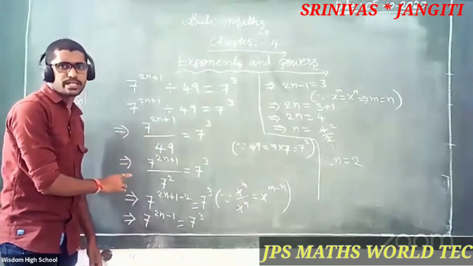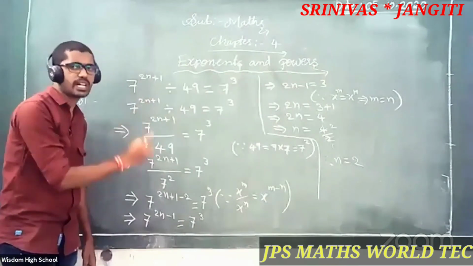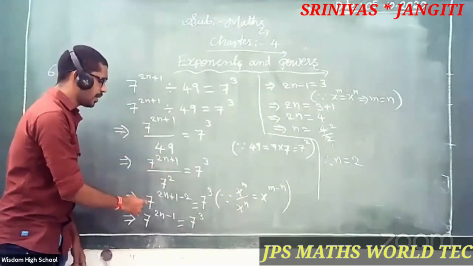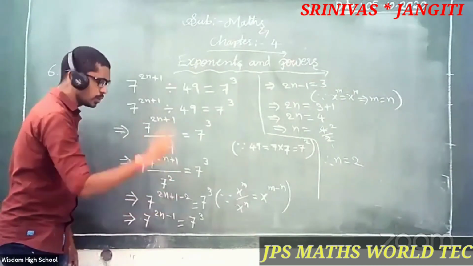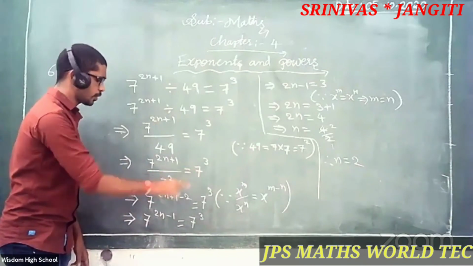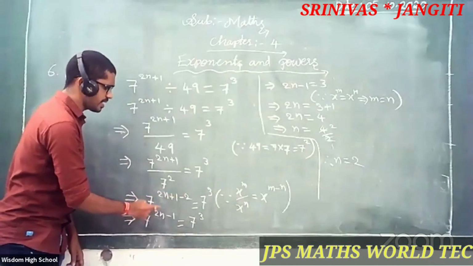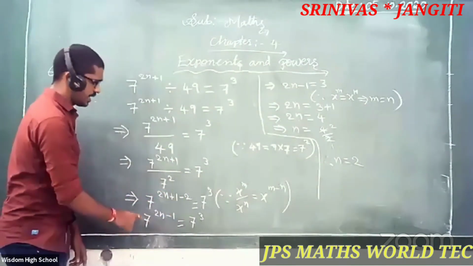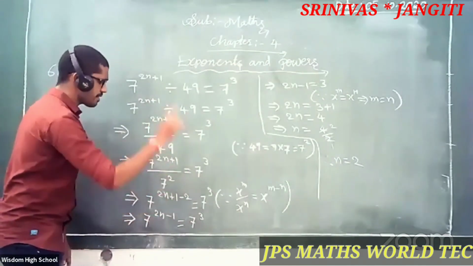Then it looks like x to the power of m by x to the power of n, so x to the power of m minus n. That implies 7 to the power of 2n plus 1 minus 2 is equal to 7 cube. After simplifying, 2n is the same, but plus 1 minus 2 is minus 1. That implies 7 to the power of 2n minus 1 is equal to 7 cube.